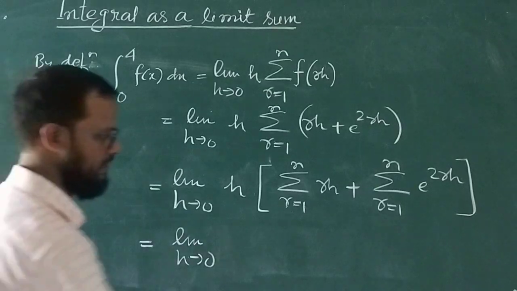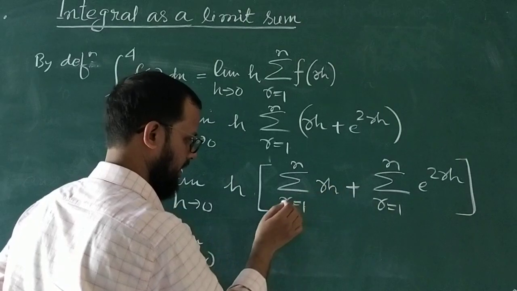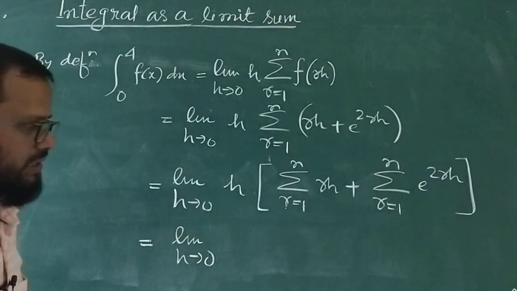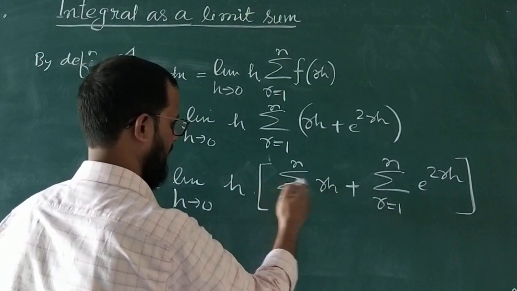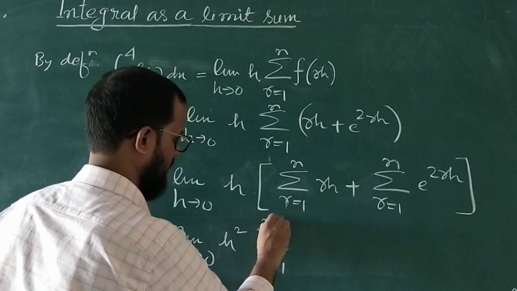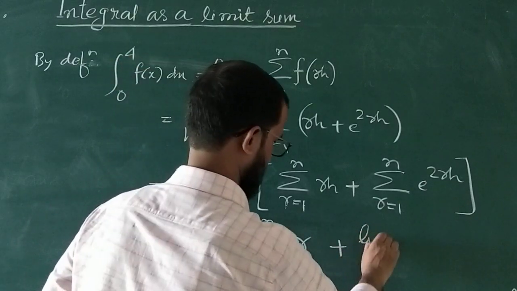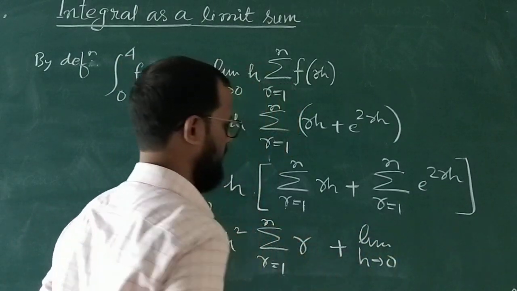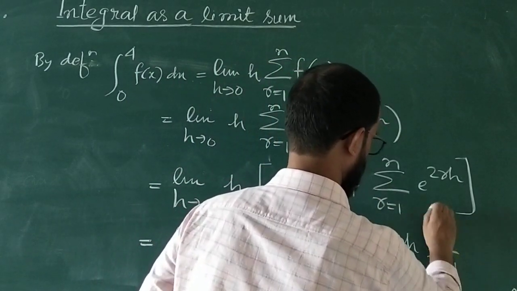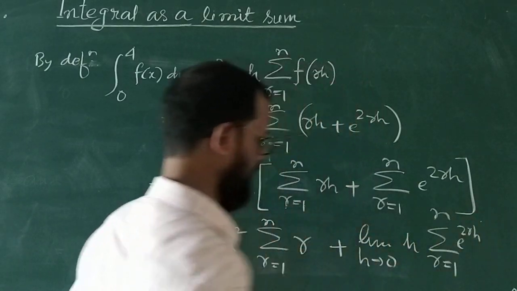Here you see in this summation, h is constant with respect to r. Here r is the variable with respect to the summation. Therefore h can come out. Taking h out, h into h is equal to h square, and it will be summation r equal to 1 up to n r. And plus again limit h tends to 0, that is h into summation r equal to 1 up to n e to the power 2rh. These are the two limits.